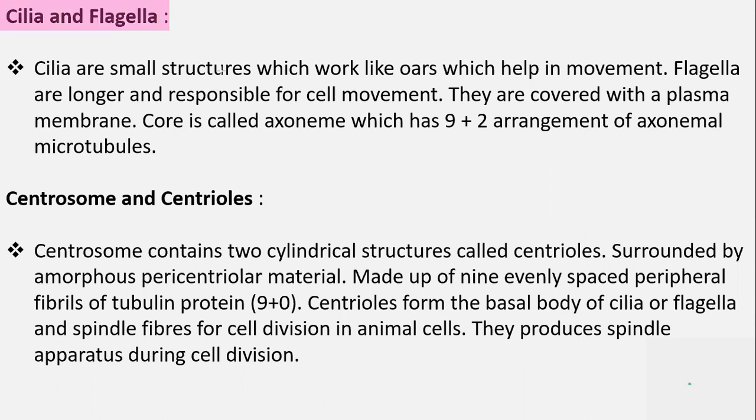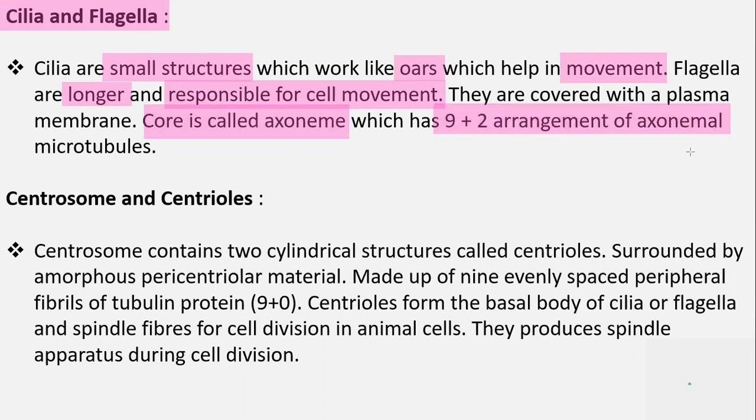Cilia and flagella. Cilia are small structures which work like oars which help in movement. Flagella are longer structures which are responsible for cell movement. They are covered with a plasma membrane. The core is known as the axoneme, and the cilia or flagella of eukaryotes have a 9 plus 2 array, unlike prokaryotes. The cilia have a 9 plus 2 arrangement of the axonemal microtubules.